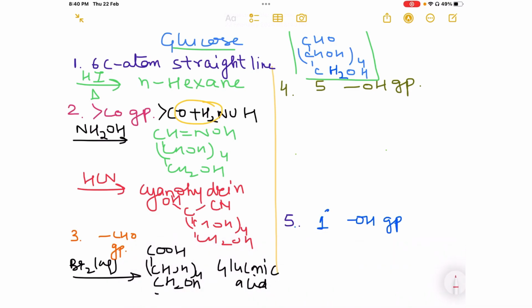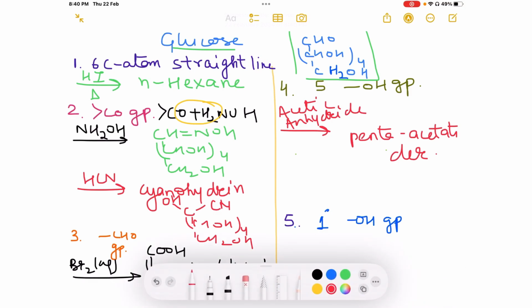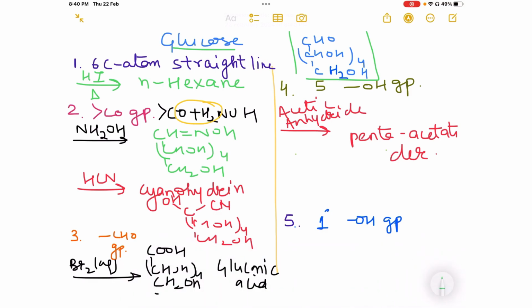Next, with the help of a chemical reaction, show the presence of 5 alcoholic groups in glucose. For this purpose, we do an acetylation reaction with the help of acetic anhydride. This results in the formation of the pentaacetate derivative of glucose.